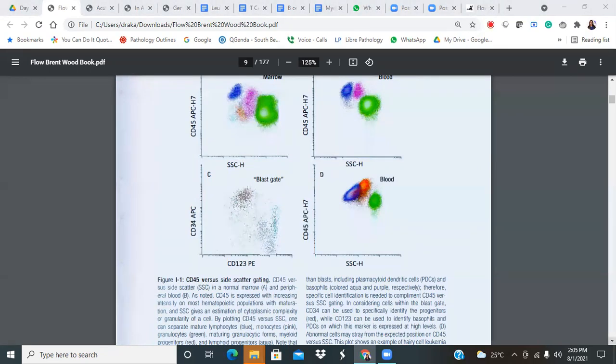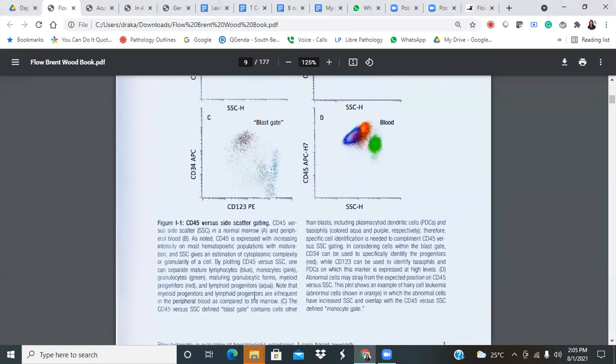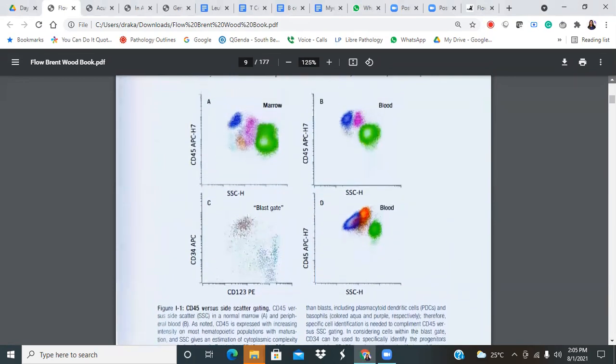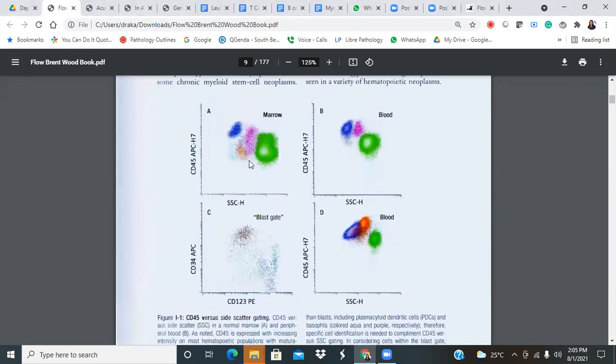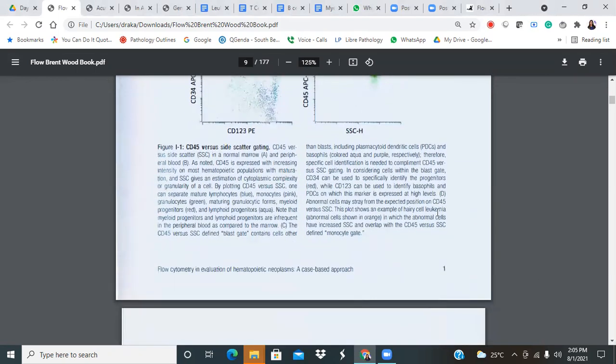So note that myeloid progenitors and lymphoid progenitors are infrequent in the peripheral blood as compared to the marrow. Over here, they are showing the marrow in which there are these progenitors. In the peripheral blood, we don't have a lot of progenitors, for obvious reasons.